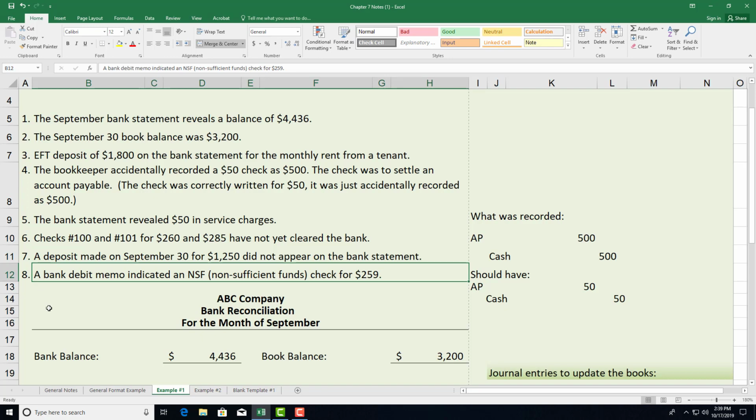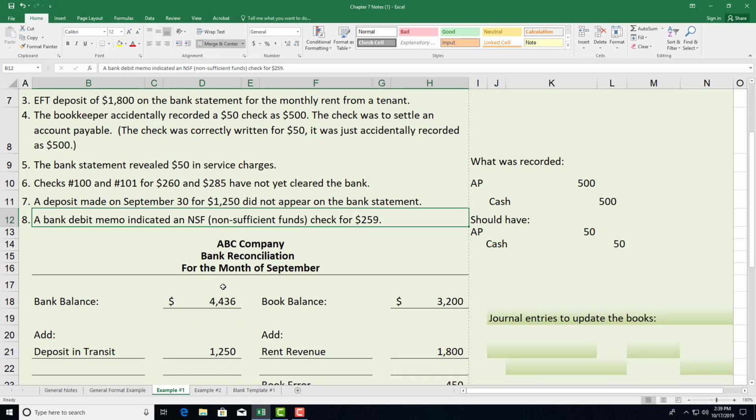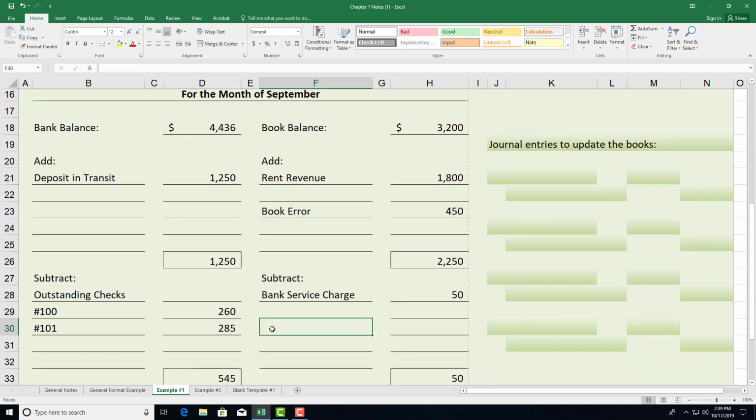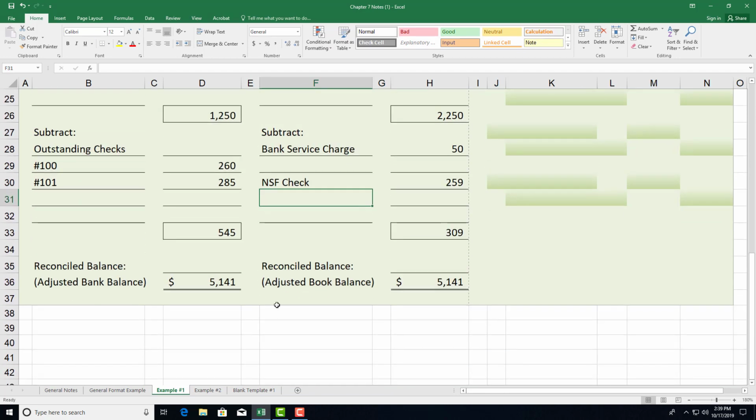And then our last item, number 8, we have a non-sufficient funds check. So this would be a scenario where somebody gave us a check, we made a deposit at the bank, but then when our bank tries to process the check, they find out that the customer doesn't actually have the money in their account. So again, who knows about it first? The bank knows about that first. They would immediately reflect that information in the bank balance. It's the books that are not up to date. So we need to subtract on the book side a non-sufficient funds check for $259.